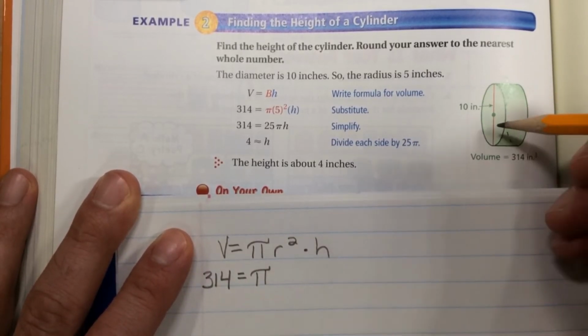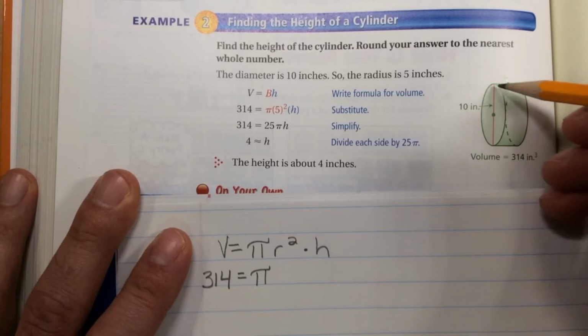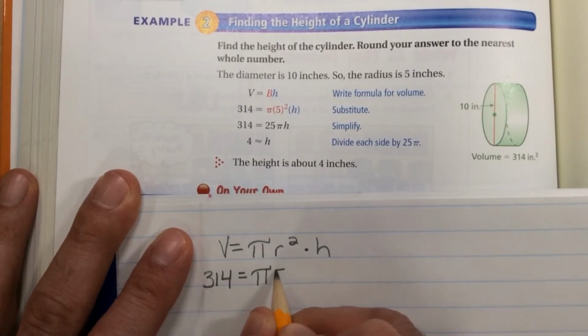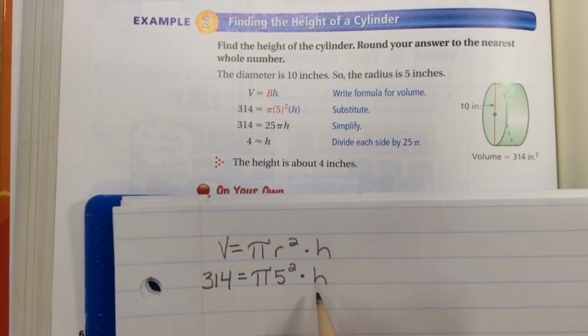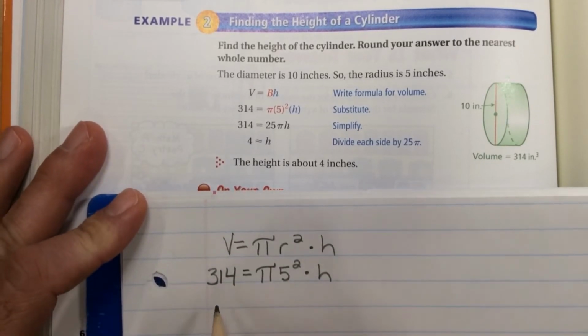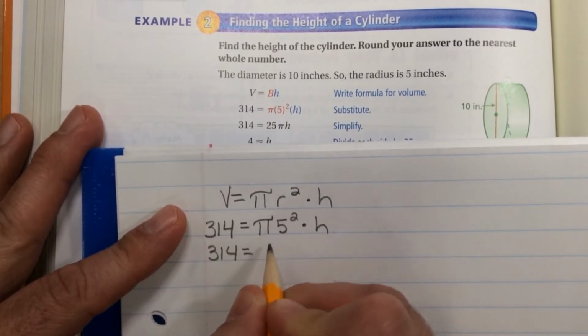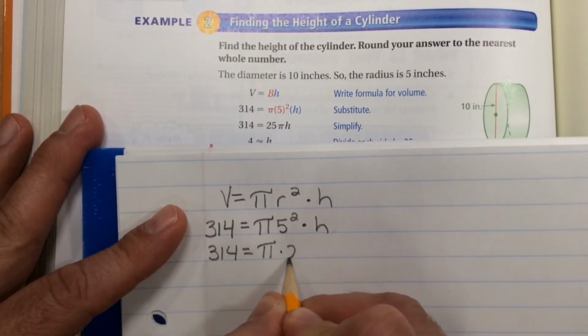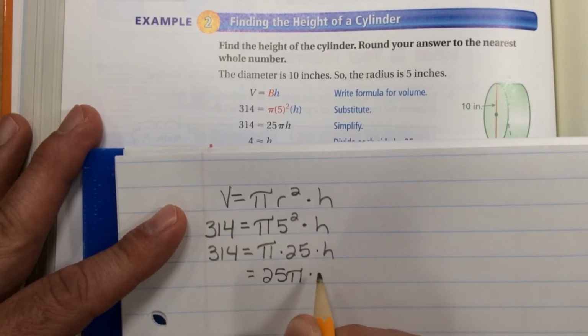Now we look over here. We want the radius, but they gave us the diameter. Easily fixed, though, because remember the radius is just half the diameter, so 5. So pi 5 squared times h. Well, here's our unknown, the height. And we'll get to that in a moment. But first, let's simplify this side as much as we can. So we have 314 equals pi 25 h, or 25 pi times h.